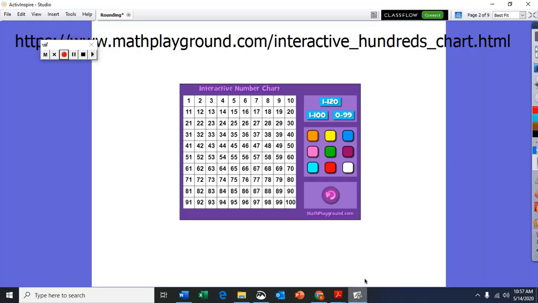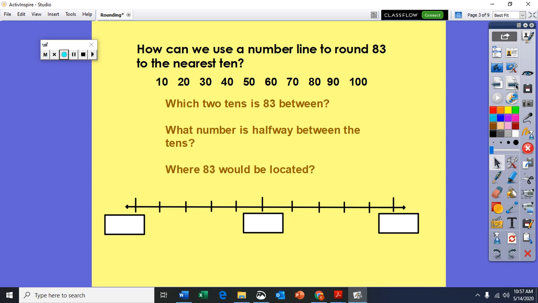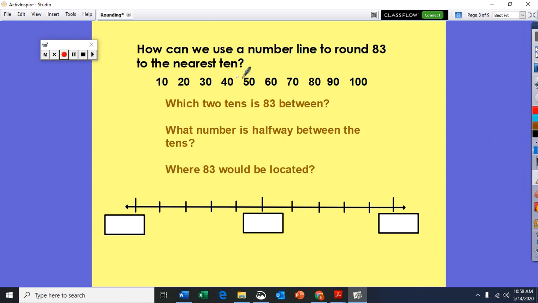So one thing that can help us do that is a number line. How can we use a number line to round 83 to the nearest 10? Well, first we think about which two tens 83 is between. So I have them up here, 10, 20, 30, 40, 50, 60, 70, 80, 90, 100, just like we saw on the hundreds chart. And if I think about 83, I know it comes between 80 and 90. Somewhere between there. You'll have to excuse my messy writing.